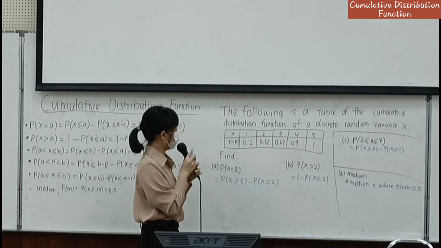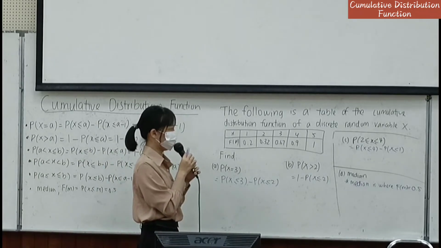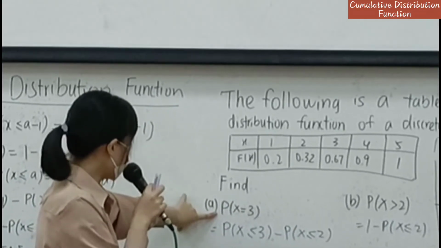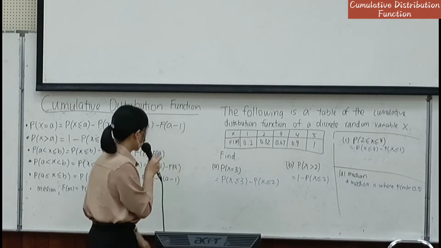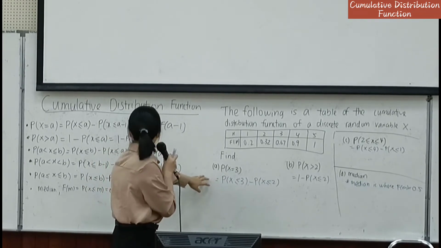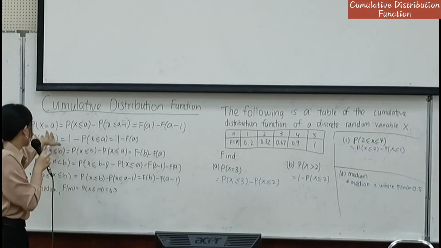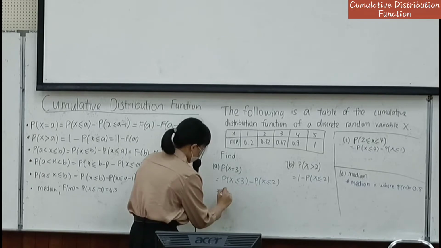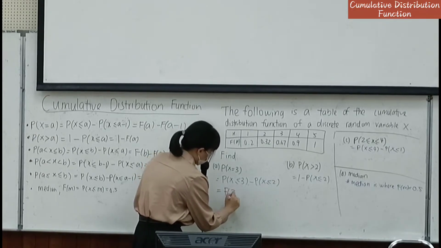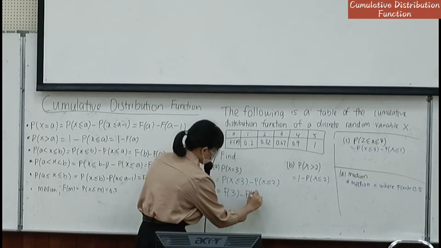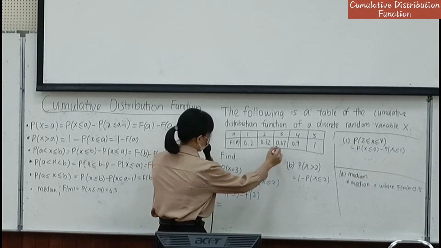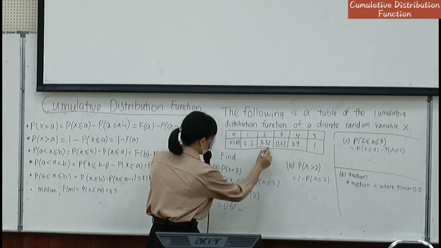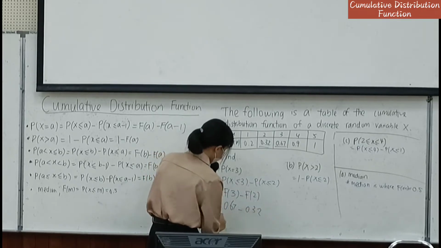The following is a table of the cumulative distribution function of a discrete random variable x. The first question asks you to find the probability of x equals 3. Through the properties, we know that the probability of x equals 3 is equal to the probability of x less than or equal to 3 minus the probability of x less than or equal to 2. And we know that the probability of x less than or equal to 3 is equal to F(3), and the same goes for x less than or equal to 2. So we can get the values from the table, which is 0.67 minus 0.32. So the answer will be 0.35.